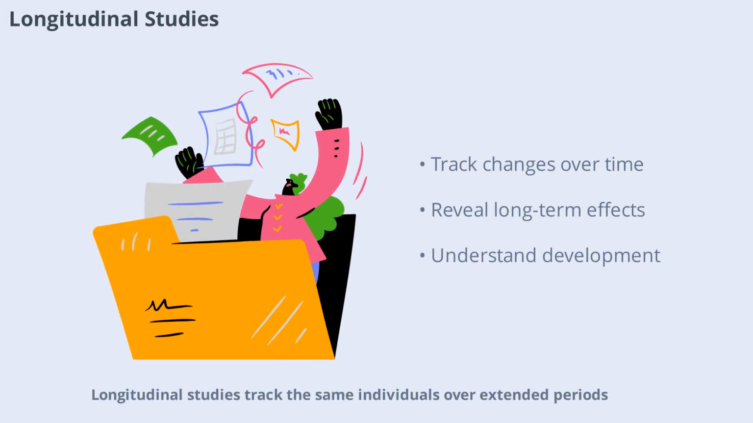Longitudinal studies track the same individuals over extended periods, sometimes years or even decades. In biopsychology, these studies help researchers understand how brain and behavior change over time. For example, scientists might follow children as they grow to see how early experiences affect brain development. Longitudinal research is powerful for revealing patterns and long-term effects, but it requires patience and careful planning. The insights gained are crucial for understanding development, aging, and the progression of neurological conditions.